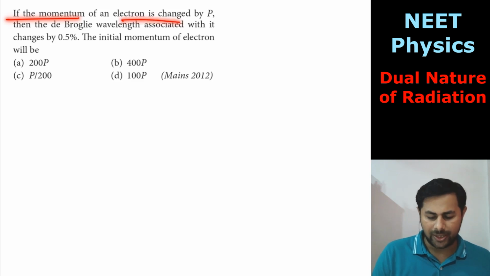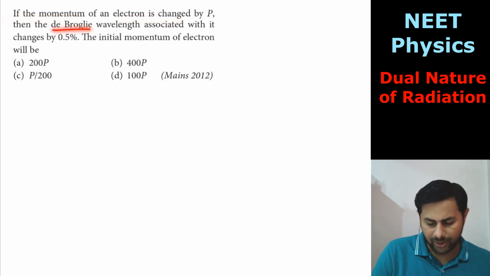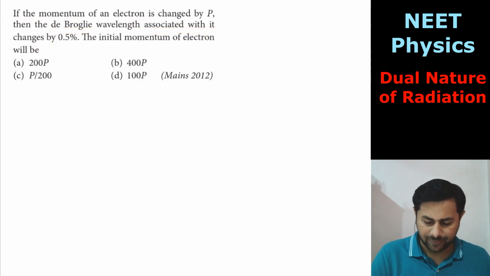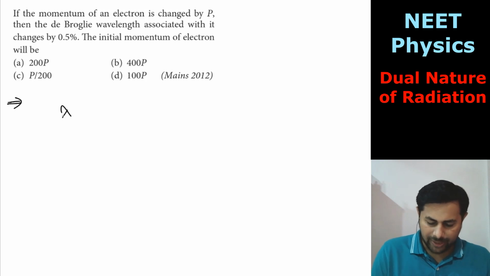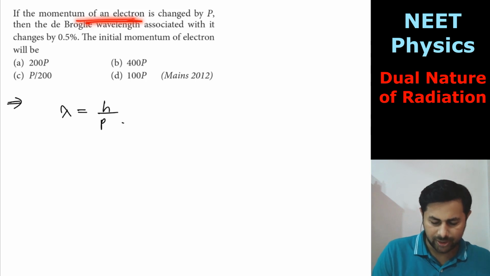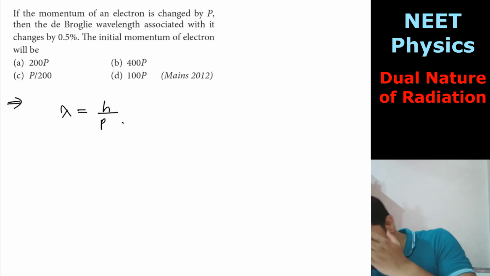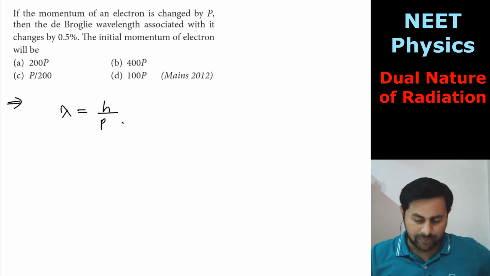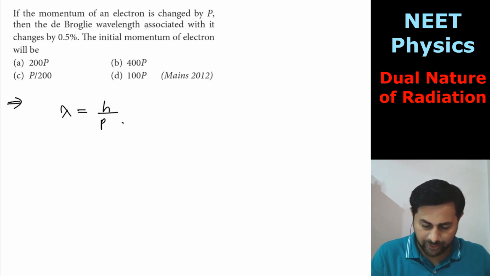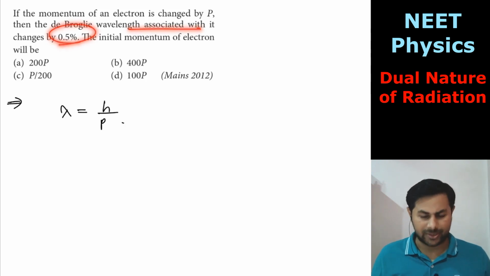If the momentum of an electron is changed by p, then de Broglie wavelength associated with it changes by 0.5%. The initial momentum of electron will be. Okay, this is very simple. See, you have lambda equals to what? H by p. You have this formula, and what you are doing is changing the momentum of electron by p. Then its de Broglie wavelength changes by 0.5%.